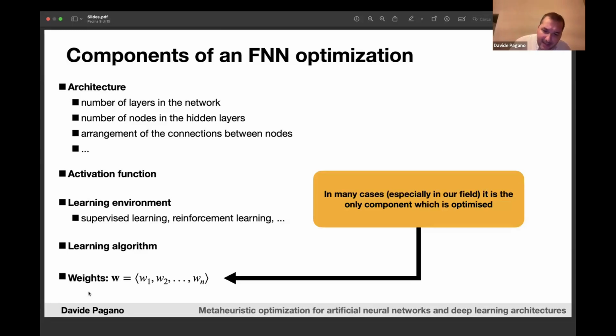But you know what? In many cases, and I must say, especially in our field, the optimization of the weights is almost the only thing which is optimized when we deal with neural networks. Because sometimes the architecture of the network is chosen by experience in the best case, by guessing in the worst case, and eventually it's changed just if the training doesn't go very well. It's not very successful.